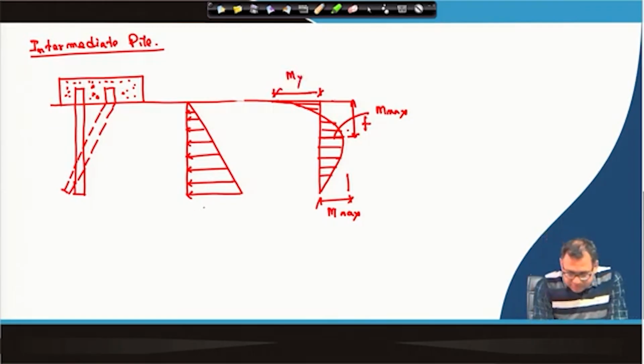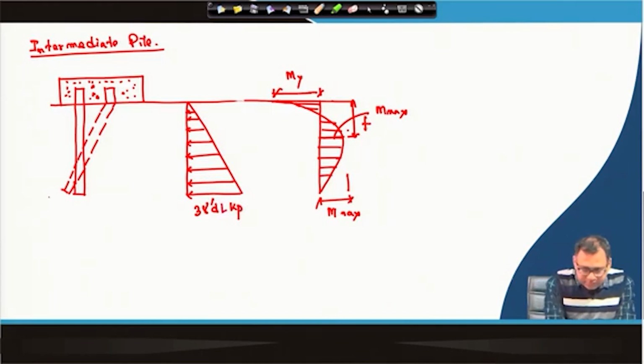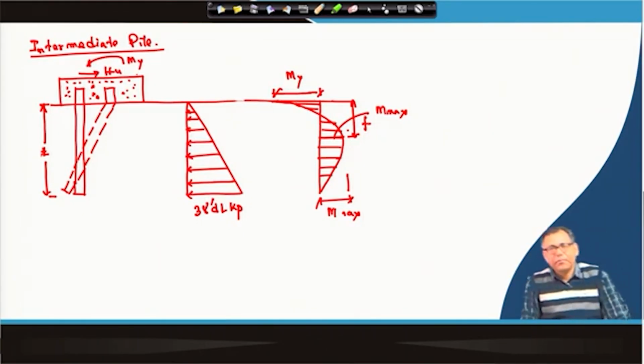And this is obviously again 3 gamma dash d L Kp, because this is L, sorry, this is L. So, there will be Hu and there will be My.